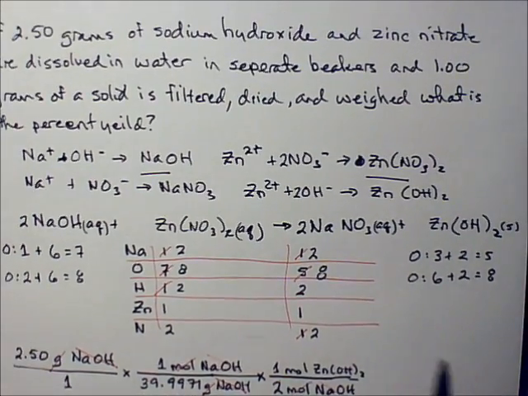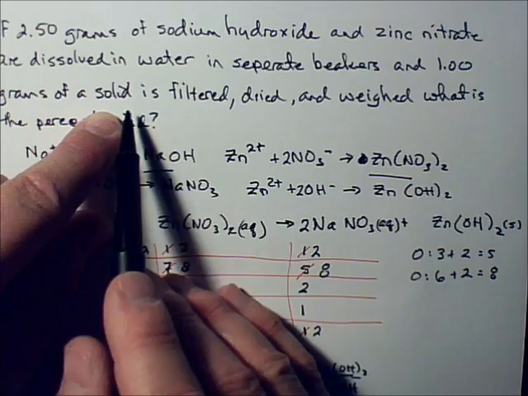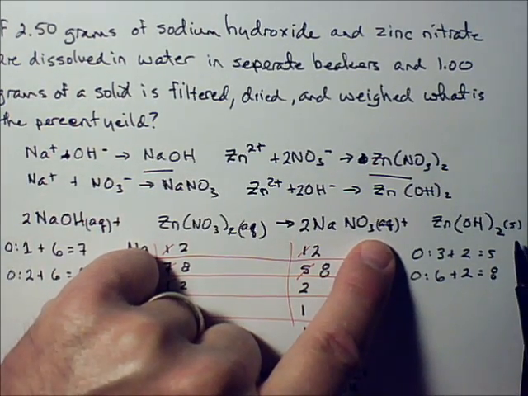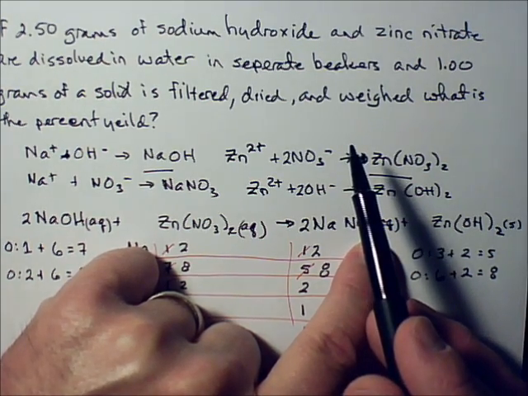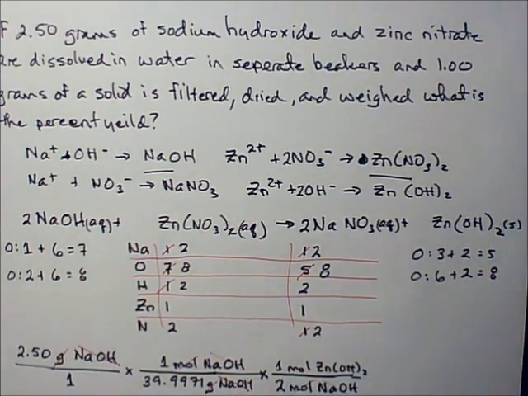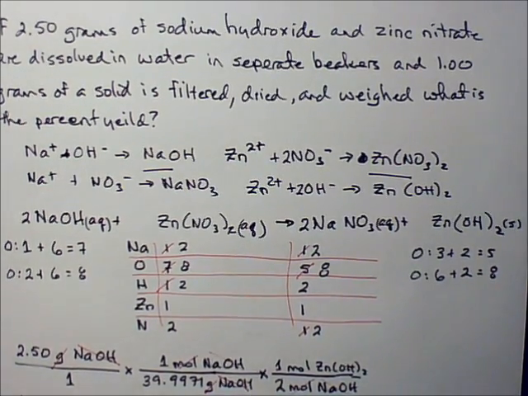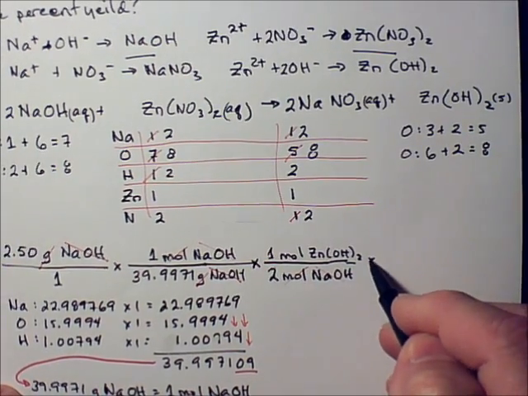Well, the problem said we're going to collect a solid. Well, when we wrote the equation, there's only one solid over here. So if we're collecting a solid and determining the percent yield of that solid, that's what we collected. You can only determine a percent yield for something you actually collect. Okay? All right. Now we're ready for the last step here.